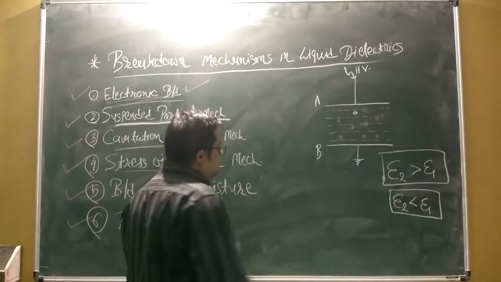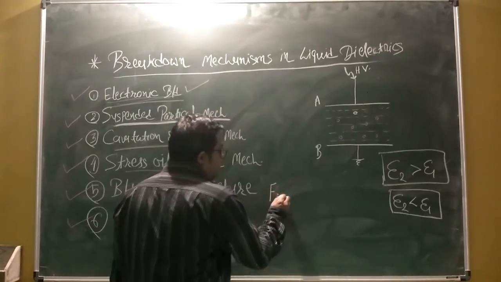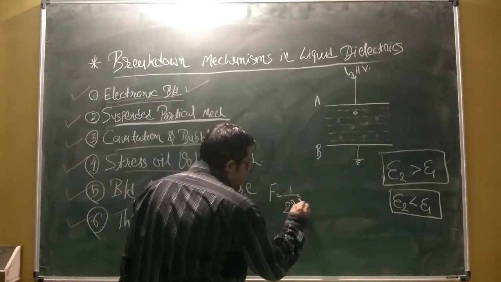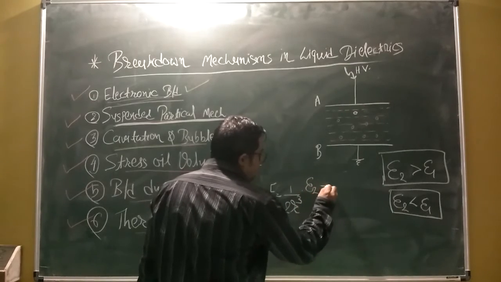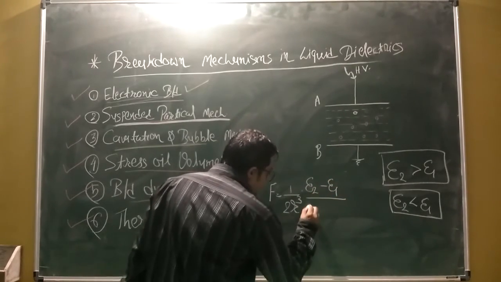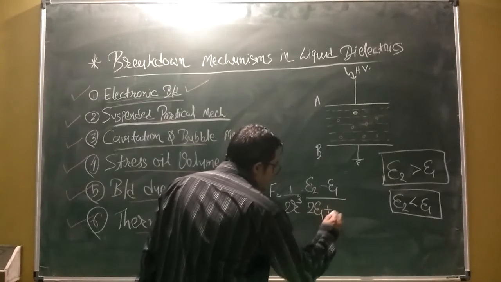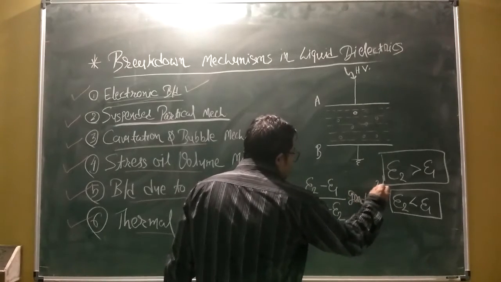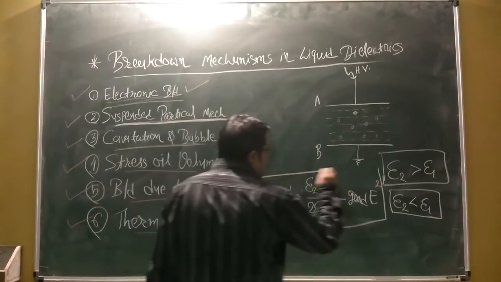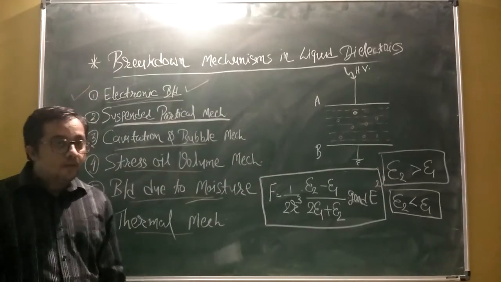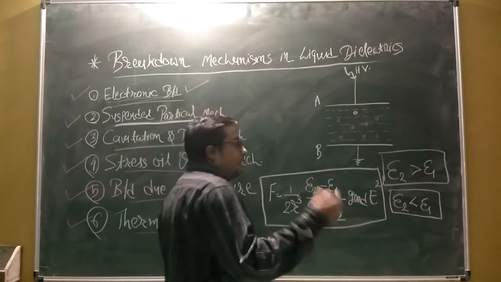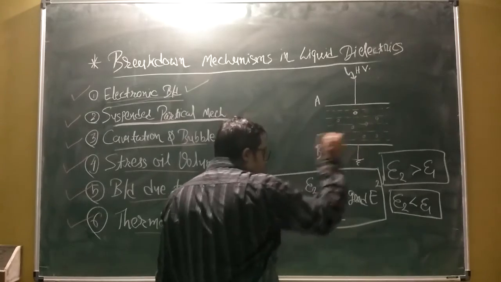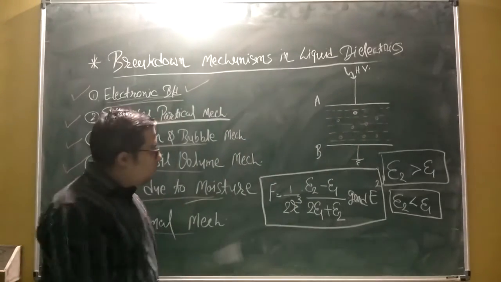It needs a force. So the force F is given by 1 upon 2 R cube into (epsilon 2 minus epsilon 1) divided by (2 epsilon 1 plus epsilon 2) into grad of E square. So from this equation you can determine the magnitude of the force which is produced to attract or to make the non-uniformly distributed particles into one direction to break the gap between two electrodes.